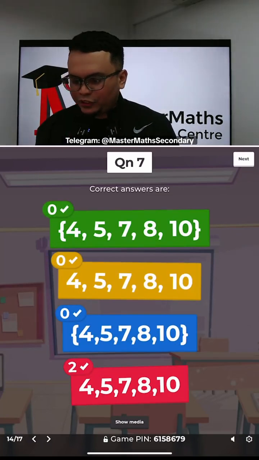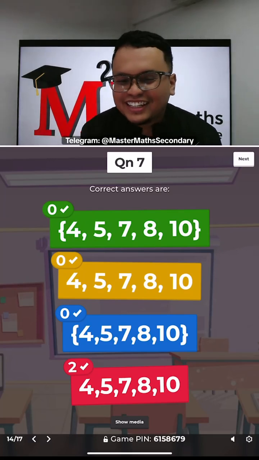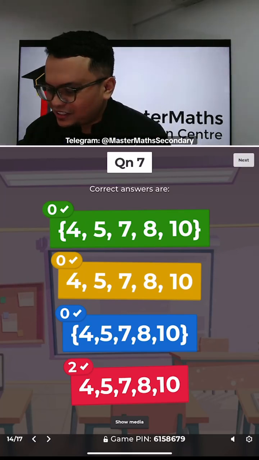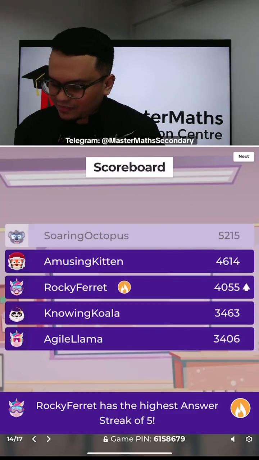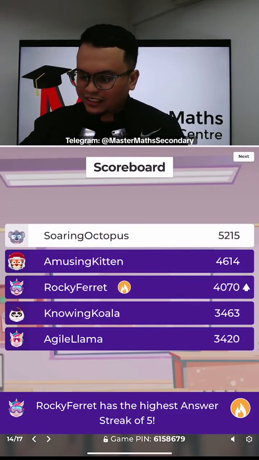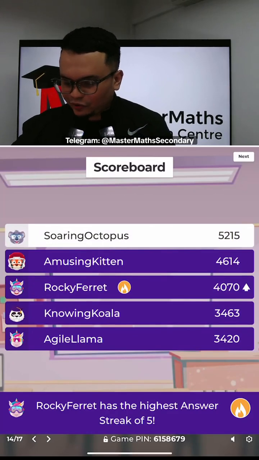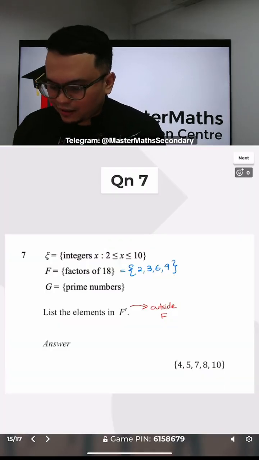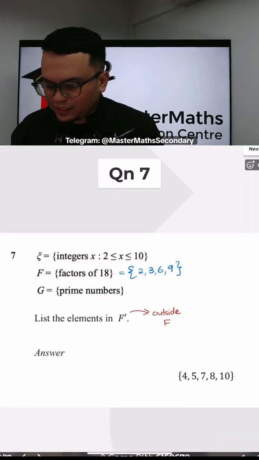Only 2 of you got it right. I thought this is quite simple. Let's take a look at this question here. We have Rocky Ferret in the third position already. Soaring Octopus still first. Who's Soaring Octopus, by the way? Anyone wants to declare? Now you can ignore G for now.